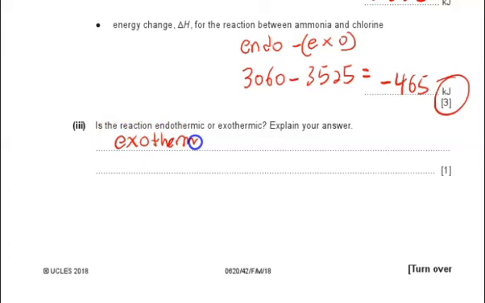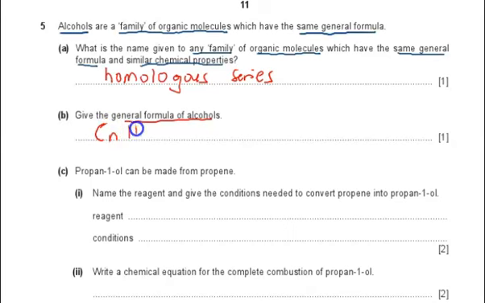Okay, now the general formula for alcohol. It is CnH2n+1 plus its functional group OH. This is the formula for alcohol. Propan-1-ol can be made from propene. Name the reagent and give the condition. So from alkene to alcohol is a hydration process.